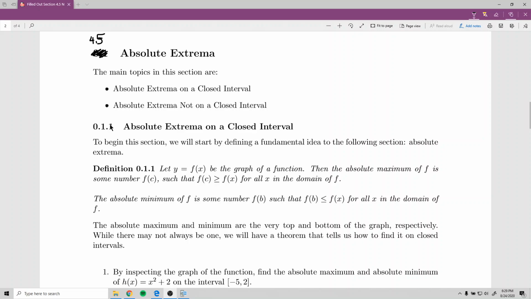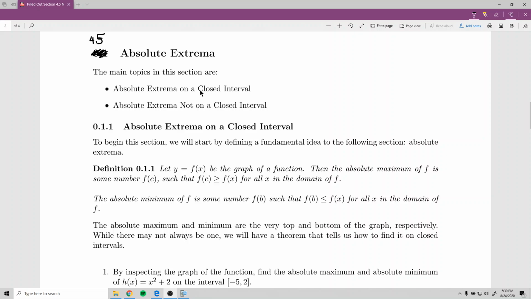This video will be on section 4.5, absolute extrema. The two topics in here are really just dealing with absolute extrema. We'll see what it means in a second. The first one is absolute extrema on a closed interval.